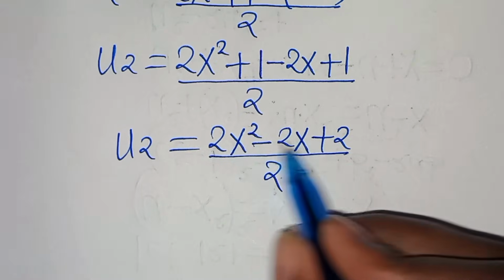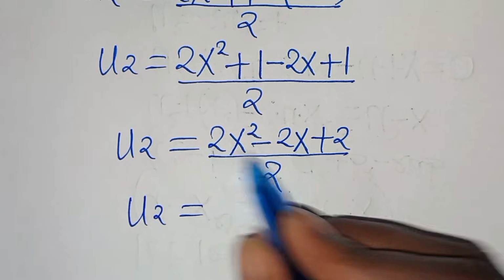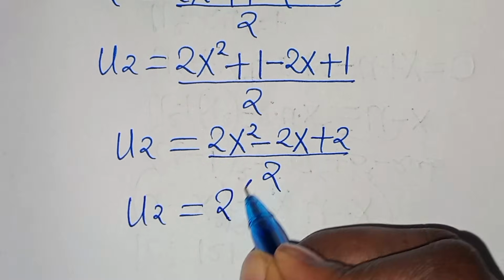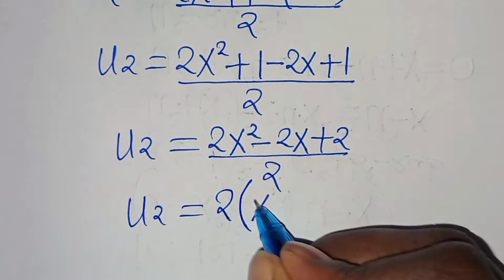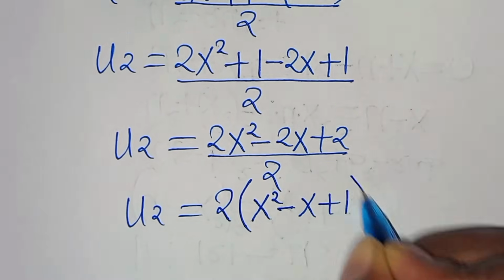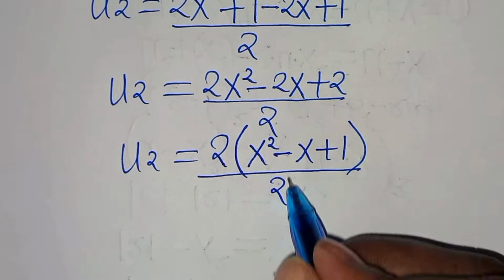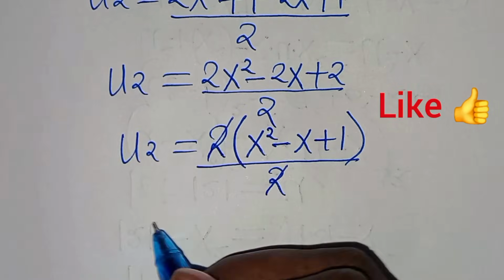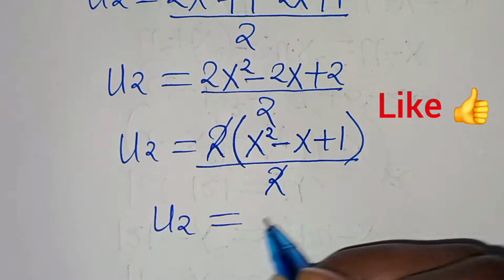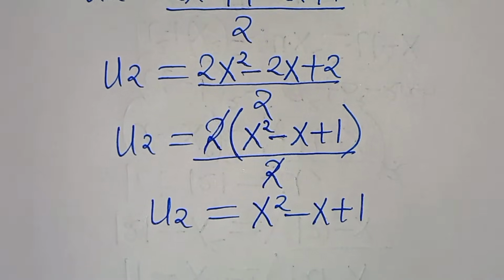Now, in the numerator here, we have that 2 is common, so we have that u2 is equal to, we can factor out 2 so that we have 2 into the parentheses. This is x squared minus x plus 1, everything here divided by 2. So let's simplify here so that we have u2 is equal to x squared minus x then plus 1.